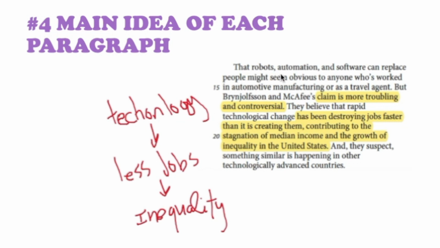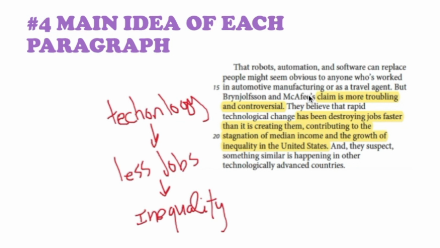So that robots, automation and software can replace people might seem obvious to anyone who's worked in the automotive manufacturing as a travel agent, but the range of false okay, I give up. And McPhee's claim is more troubling and controversial. They believe that rapid technological change has been destroying jobs faster than it's creating them, contributing to the stagnation of median income and the growth of inequality in the United States.